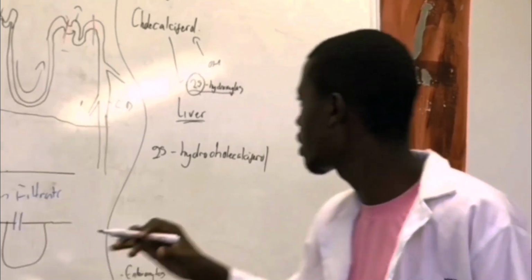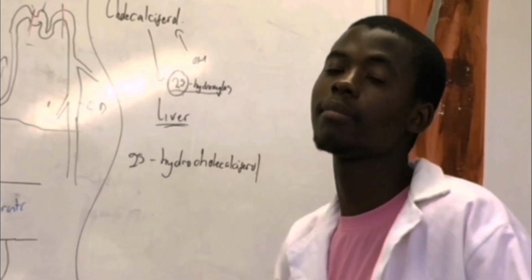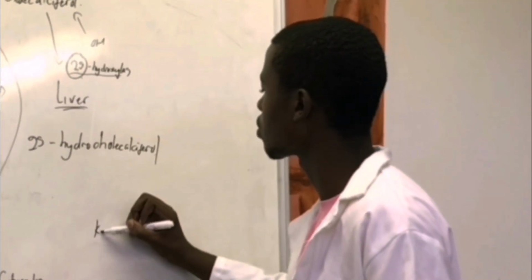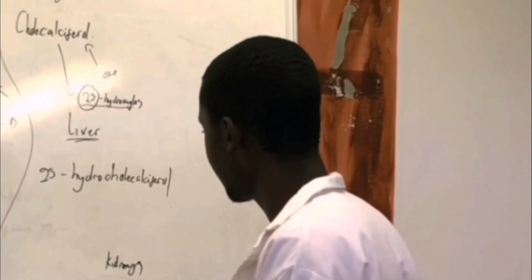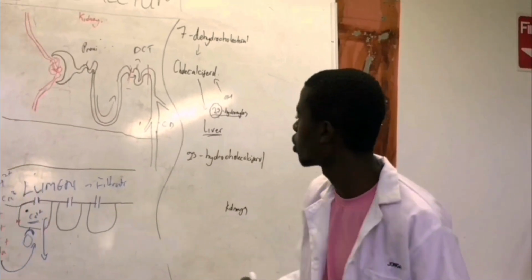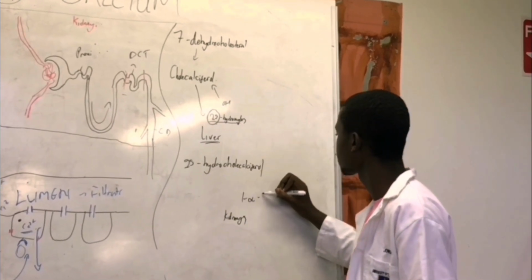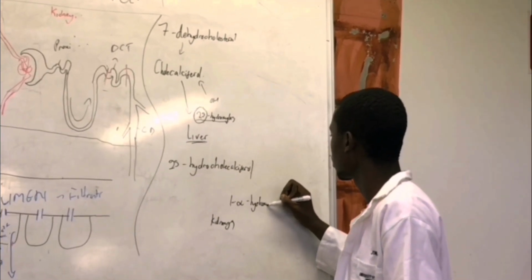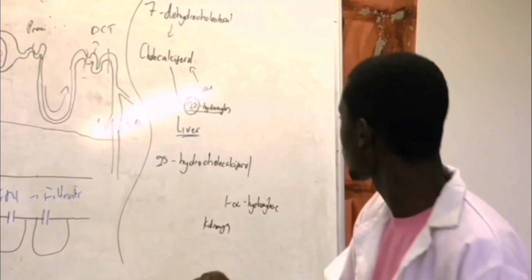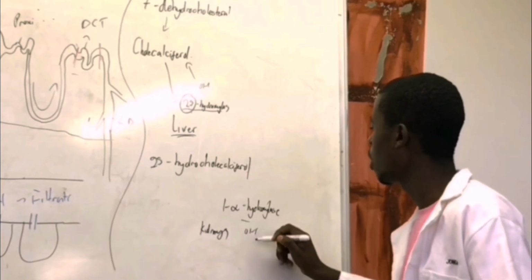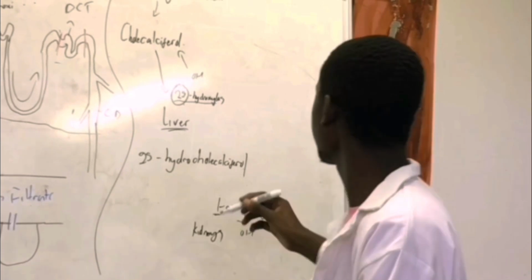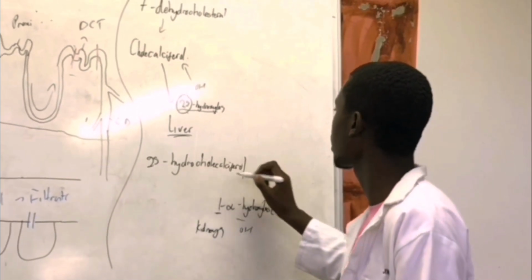Once it becomes 25-hydroxycholecalciferol, it again migrates to your kidneys. Remember the kidneys. In the kidneys, there is another special enzyme called 1-alpha-hydroxylase. What 1-alpha-hydroxylase does, as you can tell from its name, is add a hydroxyl group on the first carbon of our 25-hydroxycholecalciferol. If we add the hydroxyl group, what does it become?